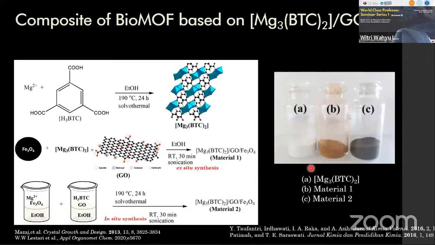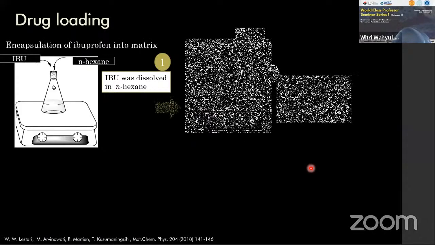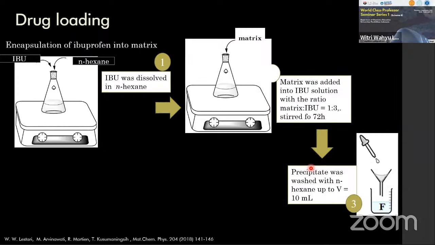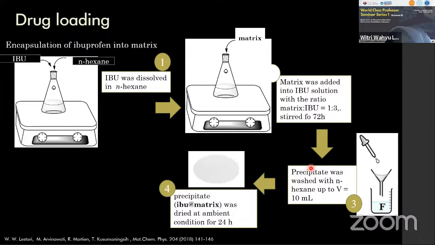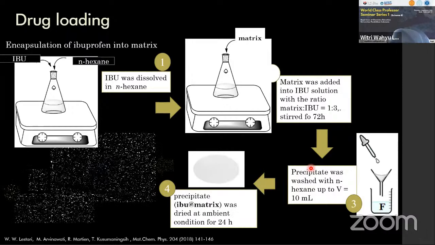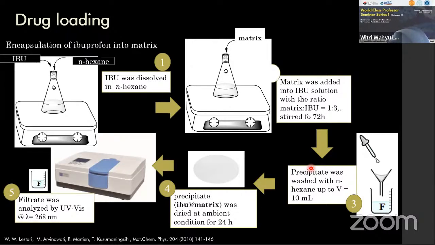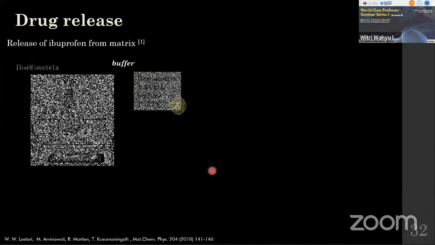And we try these 3 materials for drug loading with ibuprofen in hexane. The ibuprofen was dissolved in hexane, and then we try to load this material with the ibuprofen, and the precipitate that resulted from this mixture was then washed with hexane, and then we monitor how much ibuprofen was absorbed by this system.